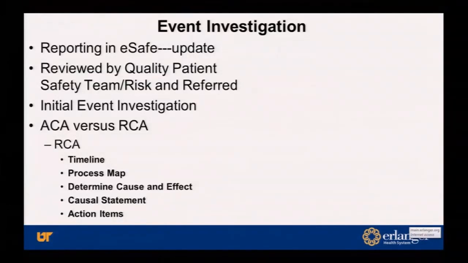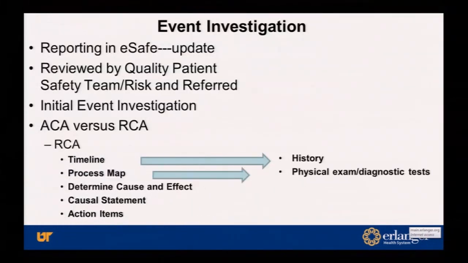The other thing is that we're going to get into an ACA versus an RCA. But currently, when you think about an RCA, their processes are not that much different than when you do a history and physical. There's a timeline, which is the same as the history, and we go through that timeline, and we're going to walk you through that again today. There's a process map, which is not that much different than a physical exam or a diagnostic test. And then you look at the cause and the effect, which is not that much different than developing a differential diagnosis and then weeding out what the different cause and effects were and which ones actually became the root cause analysis.